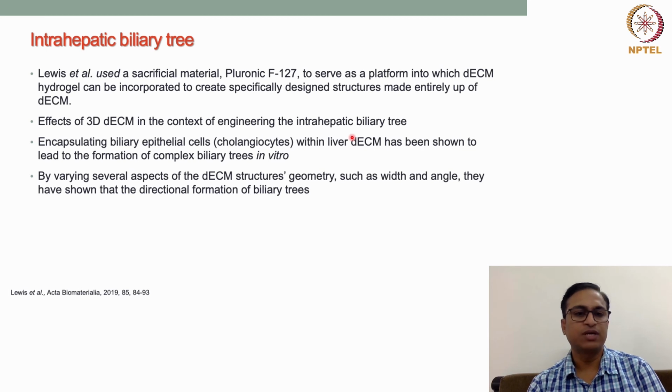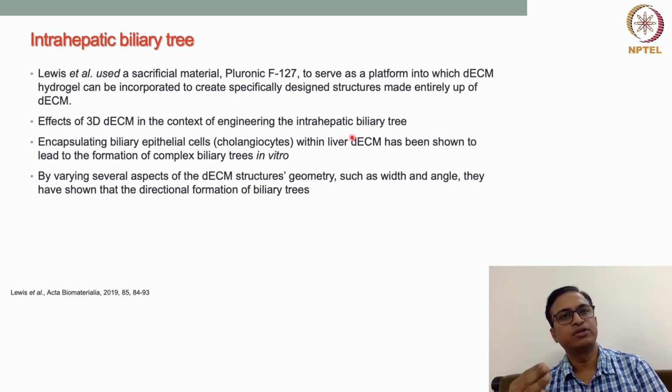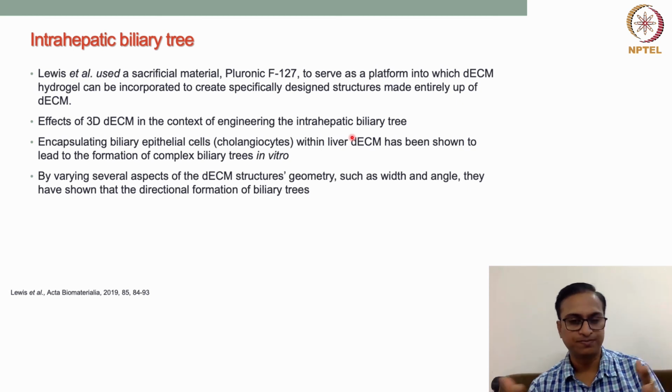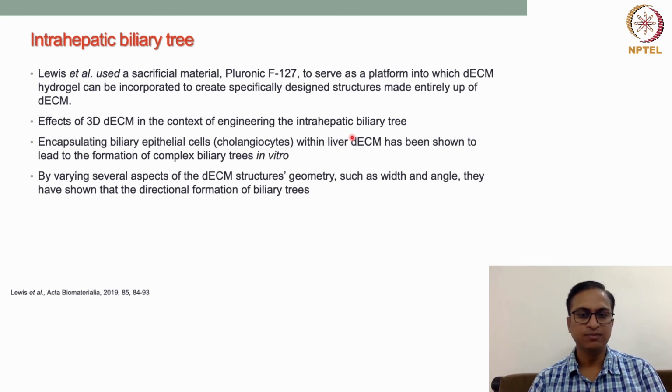In this particular work they have used a sacrificial material, Pluronic F127, and as we have already discussed earlier, this material has been widely used as a sacrificial material because it is thermoreversible. Above 20 degrees centigrade it behaves like a gel-like material, so we can print with it. If we reduce the temperature below 20 degrees centigrade, it forms a liquid, and that is when we can remove it.